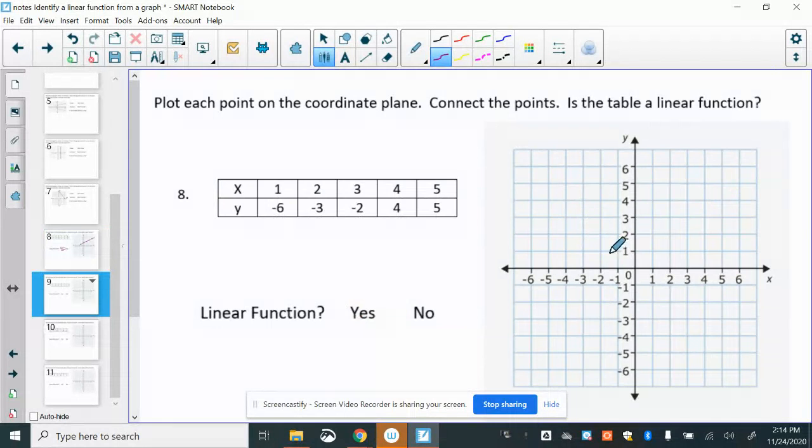Let's go ahead and plot these points. 1, negative 6. 2, negative 3. 3, negative 2. 4, 4. And then 5, 5. Now try to connect them.